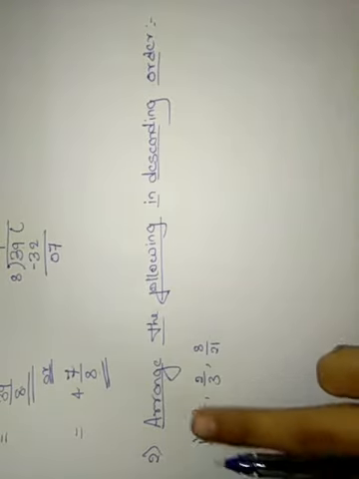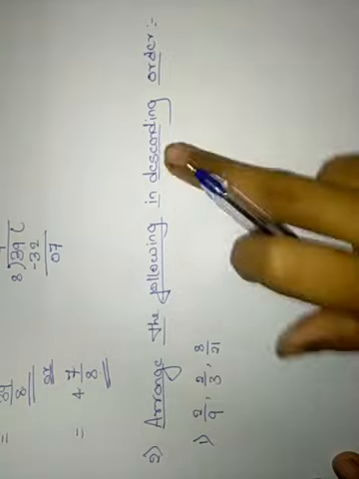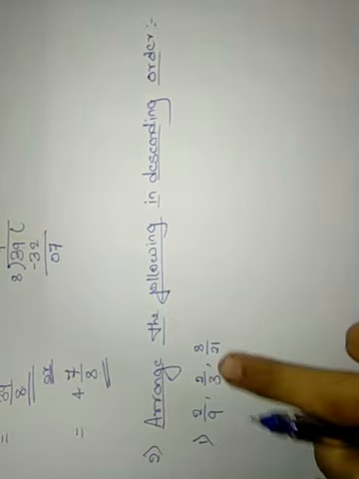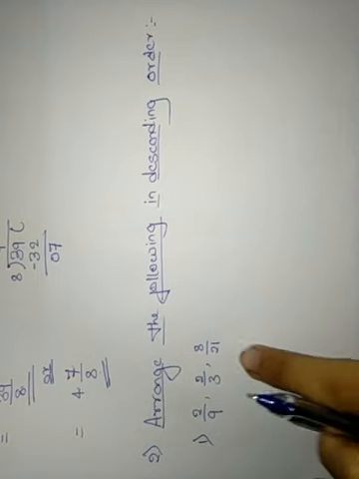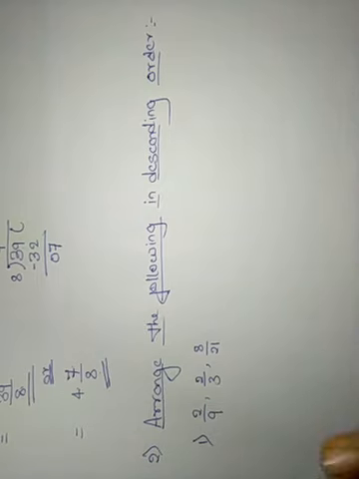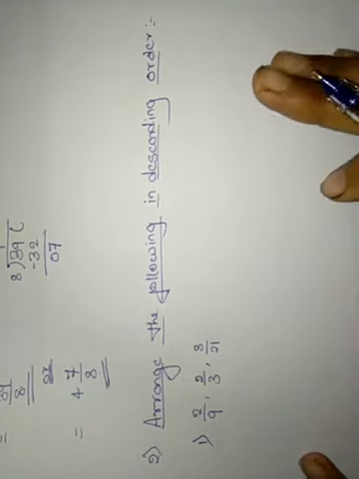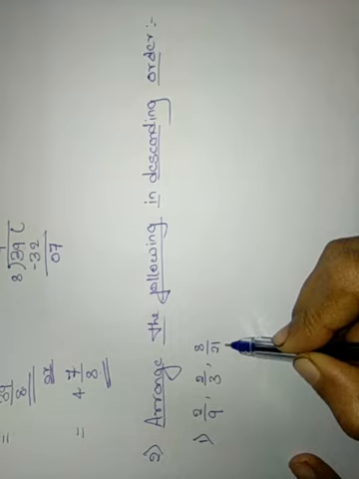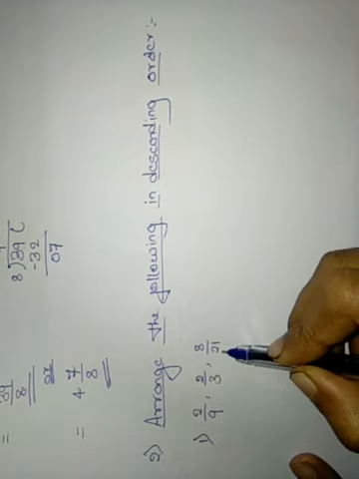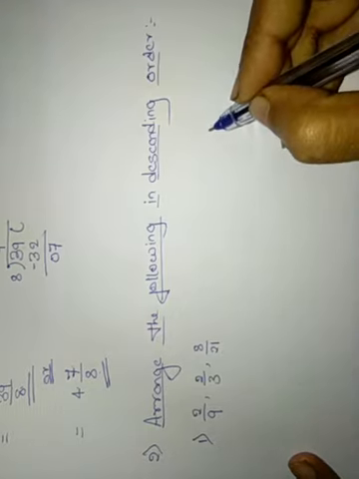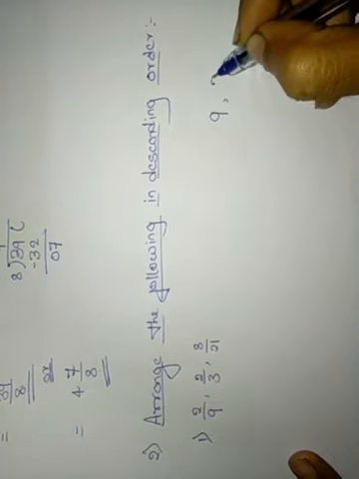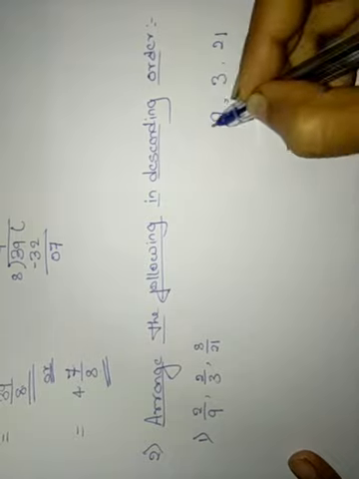Now, second main, arrange the following in descending order. They have given some fractions here. Yes, we have to arrange these fractions in descending order, right? Descending order means largest to smallest, right? Now for that you can observe the denominator value of the given fractions. They all are different. So we'll take the LCM of the denominator values, that is 9, 3, 21.